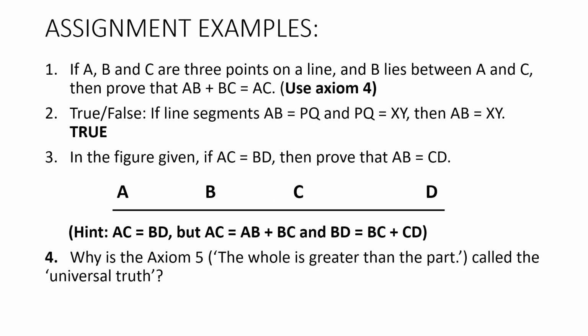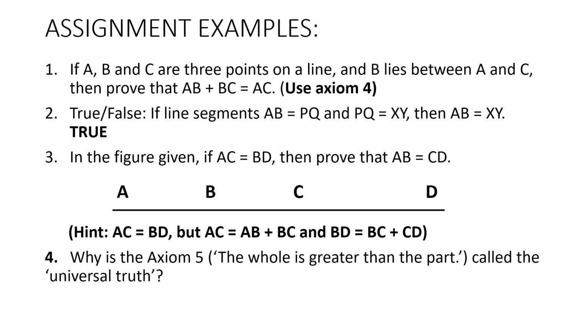Now some assignment examples. If A, B and C are 3 points on a line and B lies between A and C, then prove that AB plus BC is equal to AC. You will be able to prove this using the axioms. Second, say true or false. If line segment AB is equal to PQ, PQ is equal to XY, then AB will also be equal to XY. It is true and you have to write by which axiom.